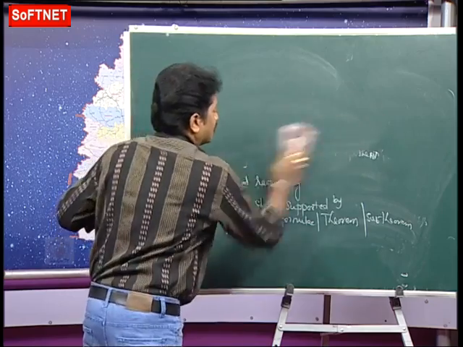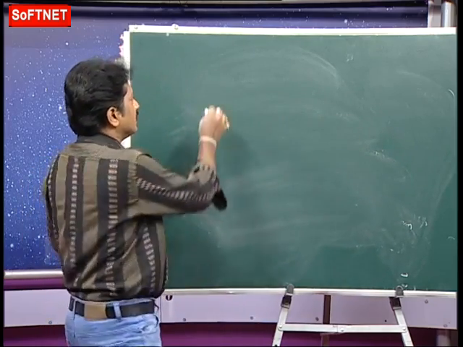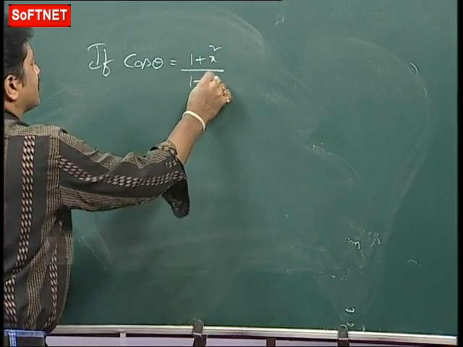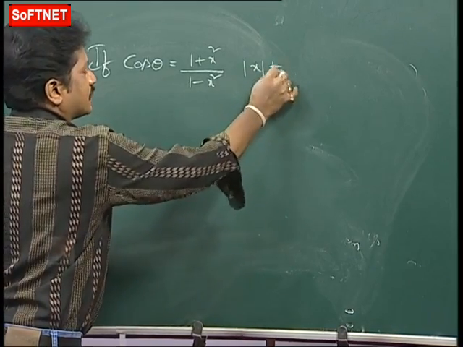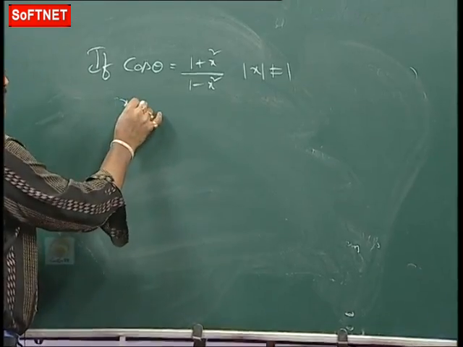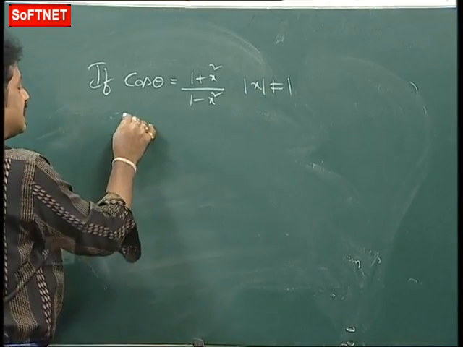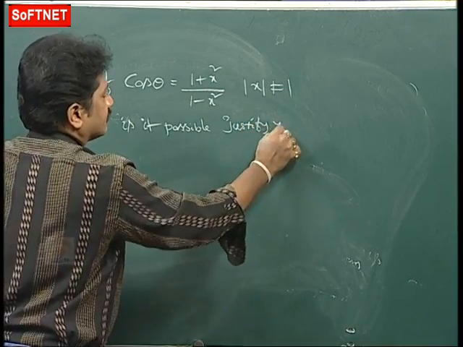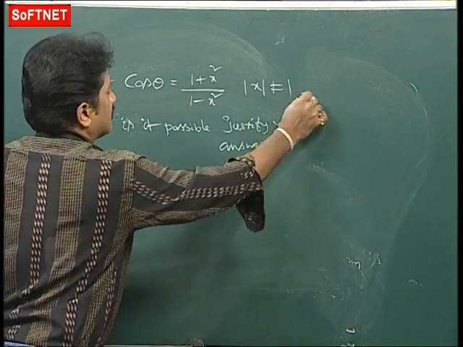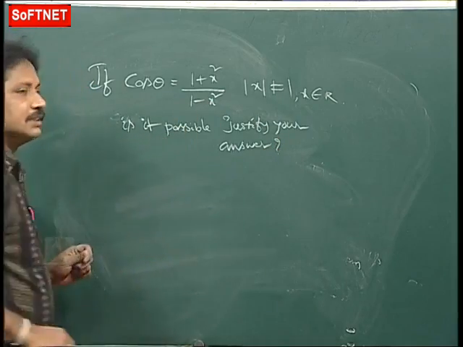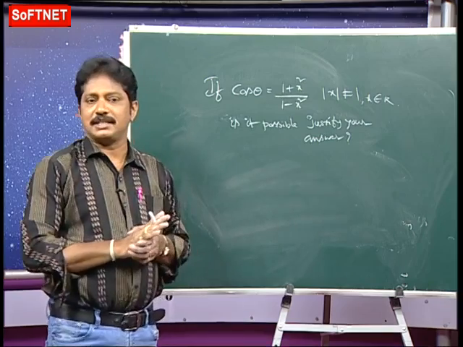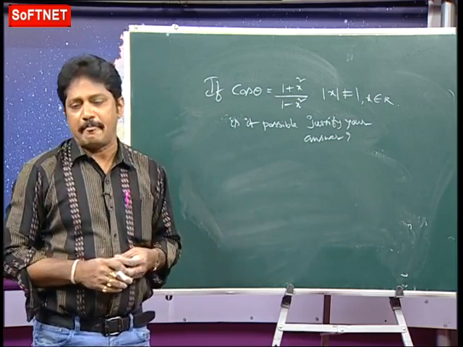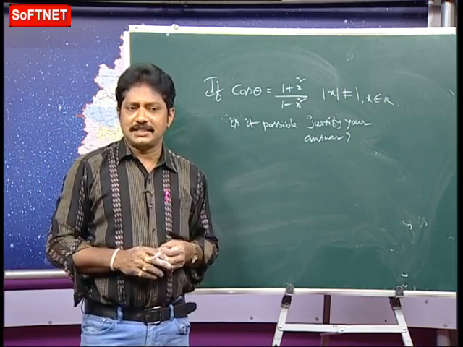Now I am taking one problem, and you have a pen and paper with you, just try to get the answer. If cos theta is equal to (1 plus x square) by (1 minus x square), where modulus x is not equal to 1 and x belongs to R, is it possible? Justify your answer. Just observe this. Actually, in my knowledge, it's a beautiful question about analytical thinking.